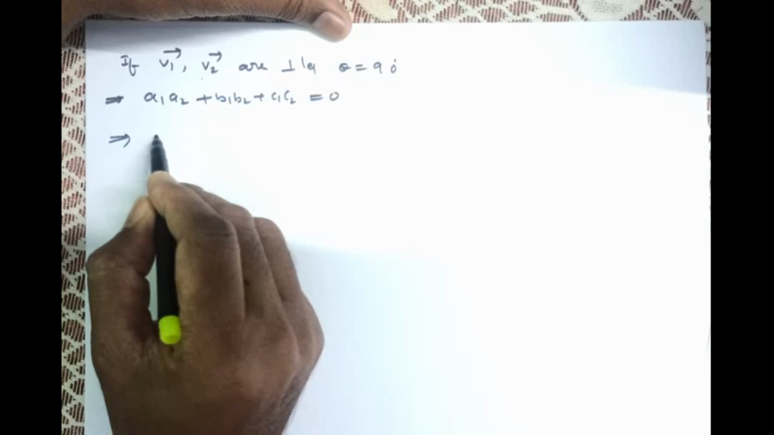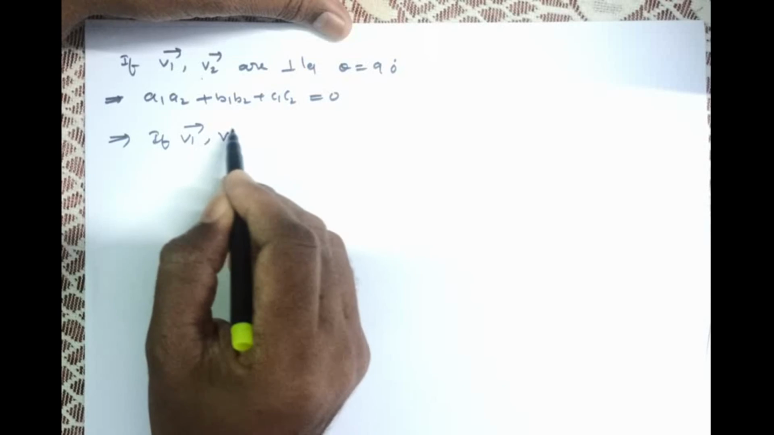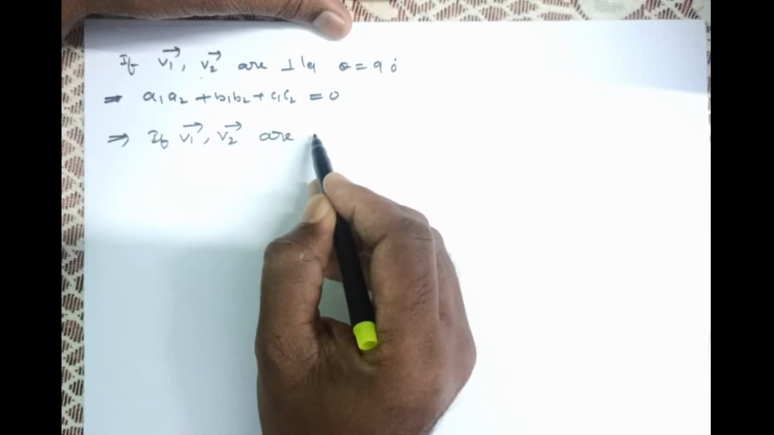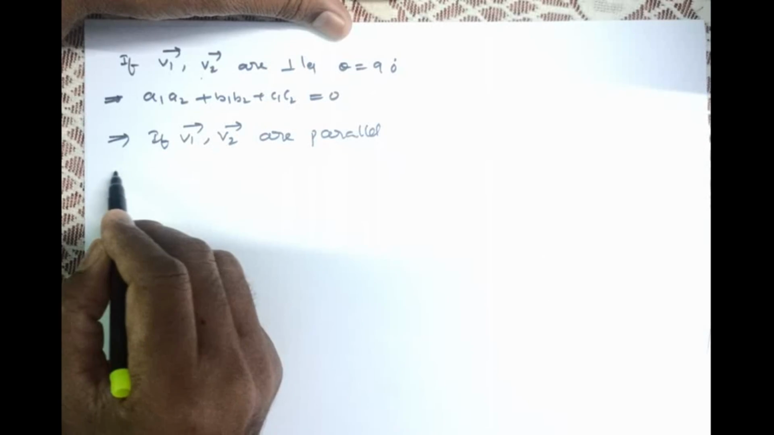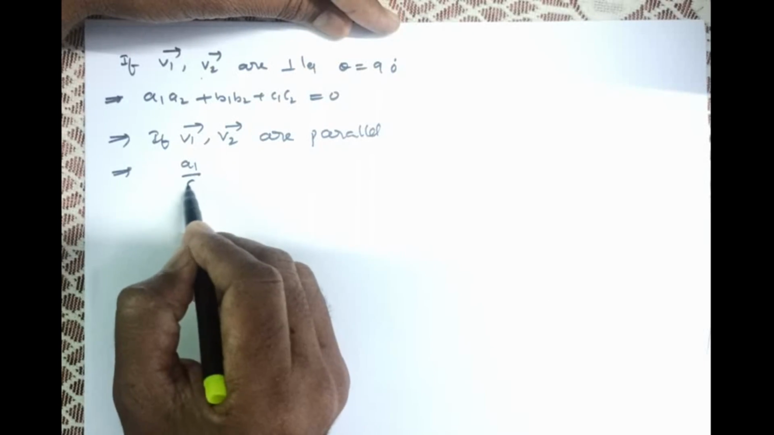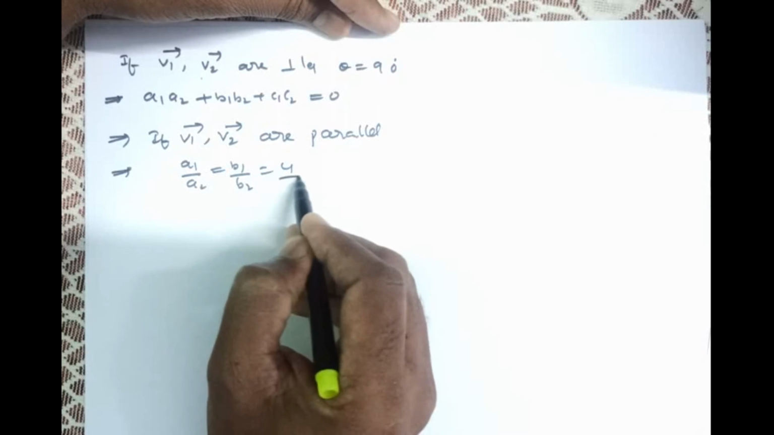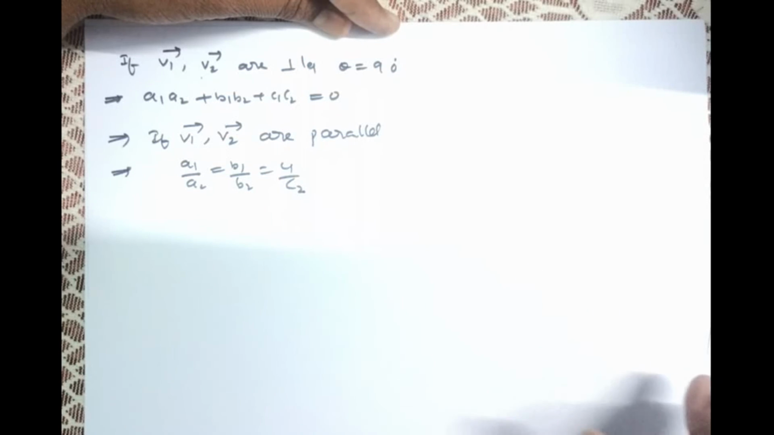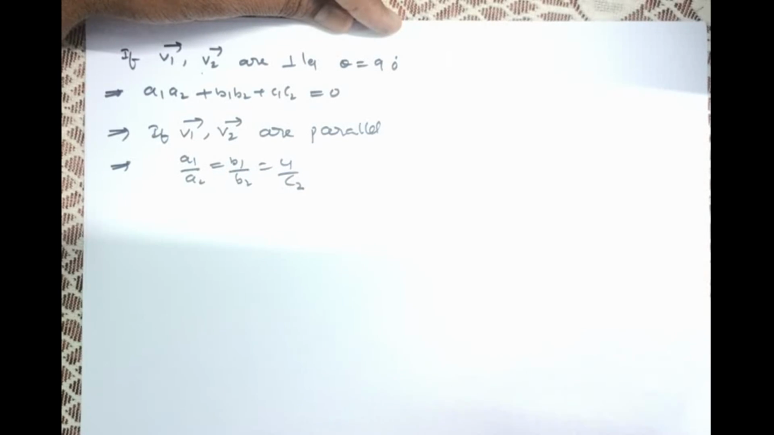If v1 bar and v2 bar are parallel, then we have to compare the i, j, k coefficients, that is a1 by a2 is equal to b1 by b2 is equal to c1 by c2. So these are the DCs and DRs. Thank you.